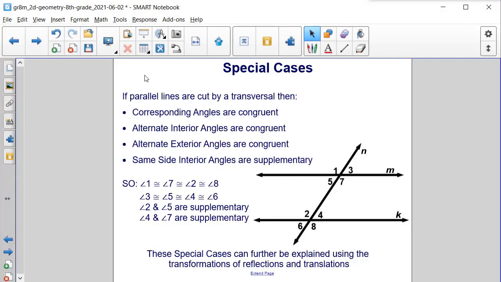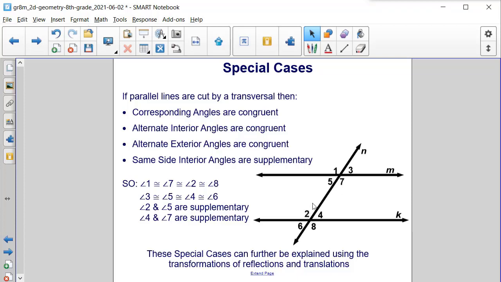There are special cases or special angle pair relationships that occur when parallel lines are cut by a transversal. The corresponding angles, so 1 and 2, 7 and 8, 3 in relation to 4, 5 in relation to 6, they are congruent, each pair. So angle 1 is congruent to angle 2, and angle 7 is congruent to angle 8. And all 4 of those are congruent to one another because 1 and 7 are vertical, and so are 2 and 8.